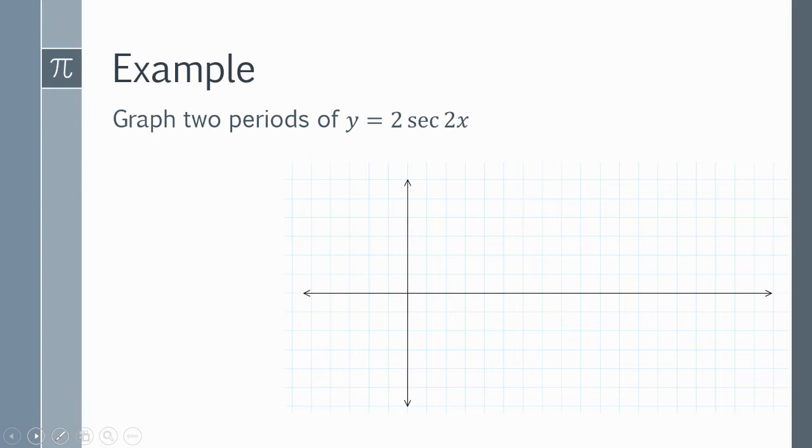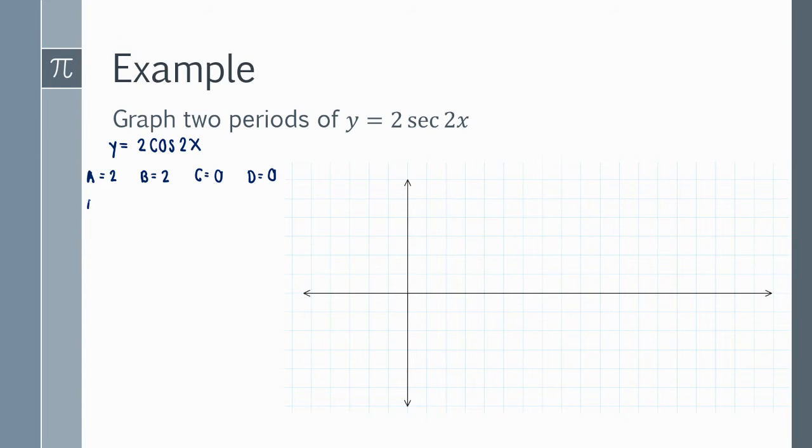If I want us to graph 2 periods of y equals 2 times the secant of 2x, we first want to focus on 2 times the cosine of 2x, which means we want to identify A, B, C, and D. Notice that in this case, there are no values for C and D, so they're 0. So we won't have to deal with any type of vertical or phase shift. Our A value is 2. It's in front of the cosine. Our B value is 2. That's connected to the x.